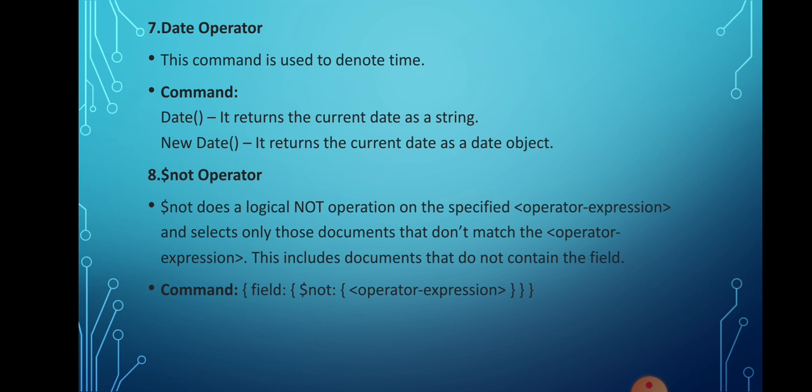Now we will discuss the next command, that is the $not operator. $not does a logical NOT operation on a specified operator expression and selects only those documents that don't match the operator expression. This includes documents that do not contain the field. The command used for the not operator is { field: { $not: { operator-expression } } }, then the not curly bracket is closed and the field curly bracket is closed.